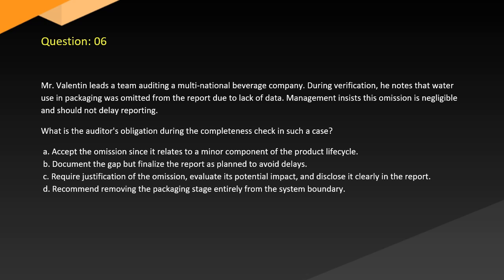Question 6. Mr. Valentin leads a team auditing a multinational beverage company. During verification, he notes that water use in packaging was omitted from the report due to lack of data. Management insists this omission is negligible and should not delay reporting. What is the auditor's obligation during the completeness check in such a case? A. Accept the omission since it relates to a minor component of the product lifecycle. B. Document the gap but finalize the report as planned to avoid delays. C. Require justification of the omission, evaluate its potential impact, and disclose it clearly in the report. D. Recommend removing the packaging stage entirely from the system boundary.